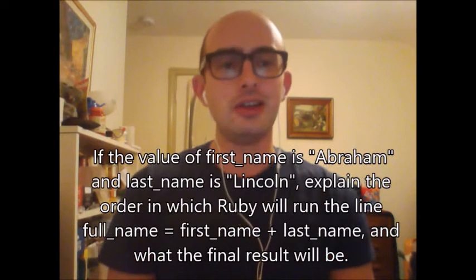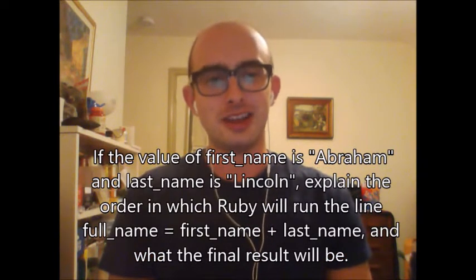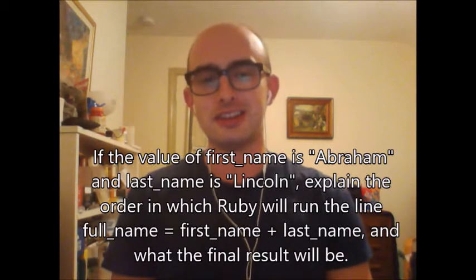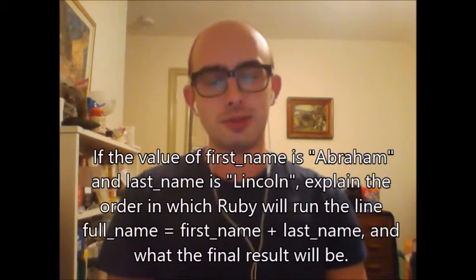Second question: if the value of first_name is Abraham and last_name is Lincoln, explain the order in which Ruby will run the line full_name equals first_name plus last_name, and what the final result will be. Okay, so you have two strings, one is Abraham in quotes and the other is Lincoln in quotes, and a string is like a written form of information, like words or phrases. So if you combine those two values, what's going to happen?